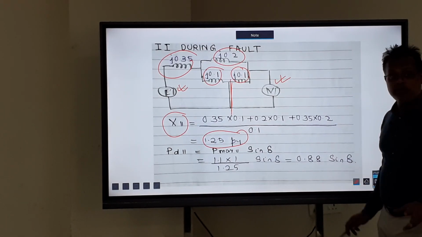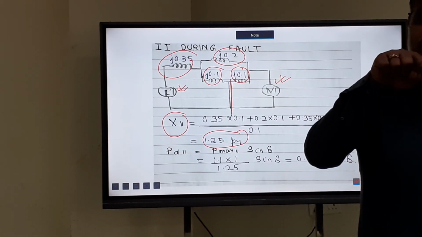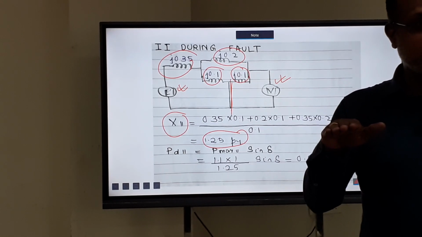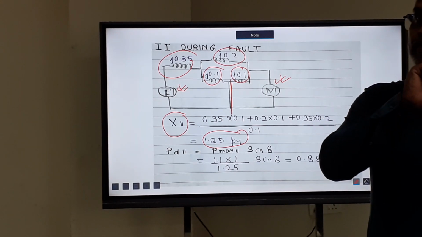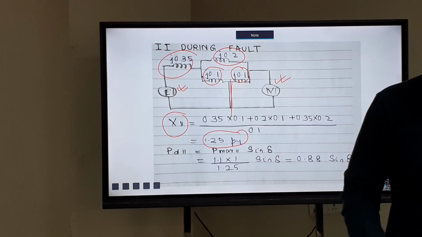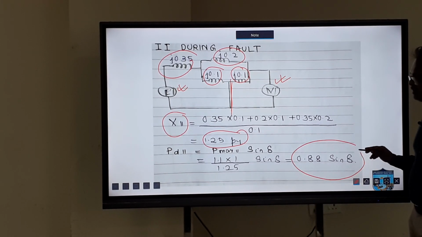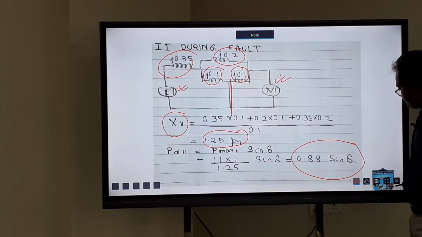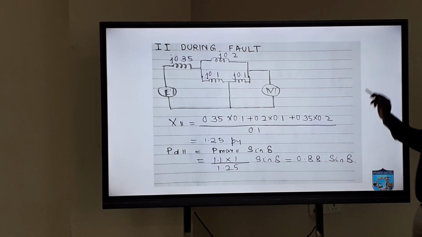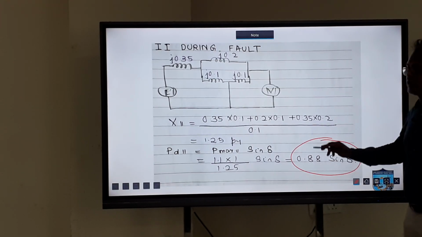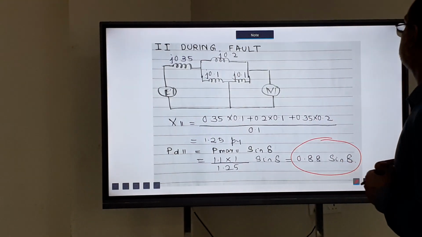Now what is the power transfer during fault? When we discussed equal area criterion, we discussed that if the fault is at the generator end, then power becomes zero during fault because power goes to the ground. But if it is in the middle of the line, some power flows in the line till it reaches the fault location. Based on this reactance diagram, write down: during fault, the power transfer is 0.88 sin delta.